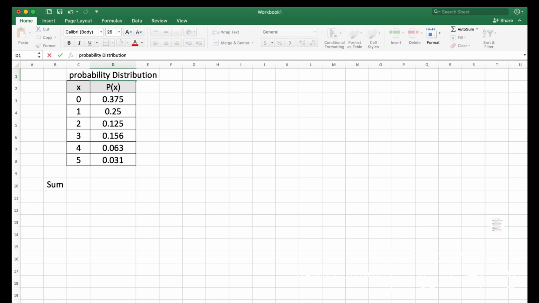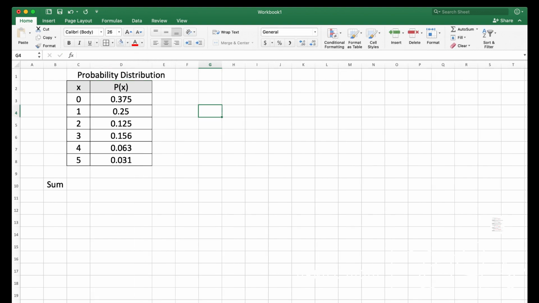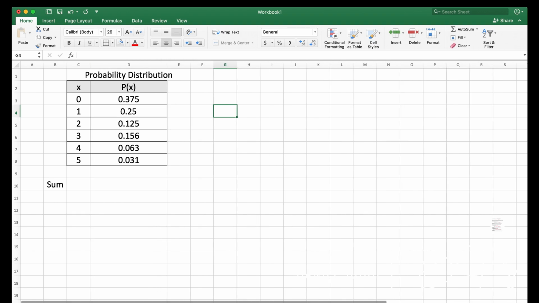Let's capitalize P. All right, you guys okay with that? So this is your first introduction to a probability distribution, and we're going to do some more work with this distribution. I want to give you guys a fact here.